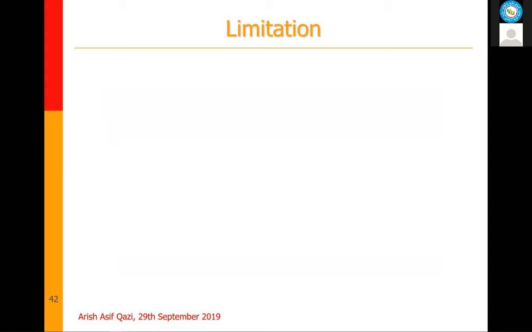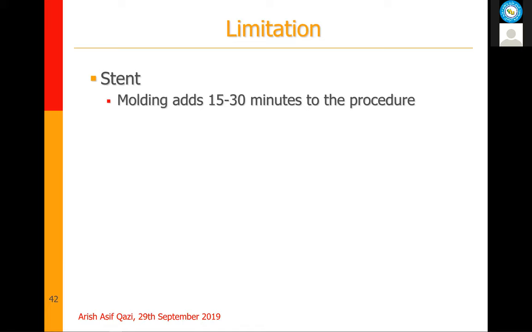So not a long time ago, about 3 years, we started to see some issues. The major complaint that we got was the stent. The molding, although in the video it's not very apparent, actually adds 15 to 30 minutes to the procedure time.